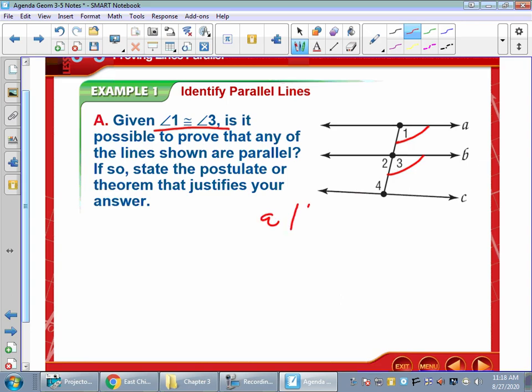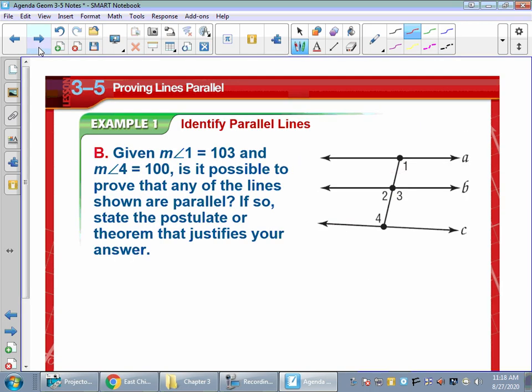I could say A is parallel to B, and my reason to prove it would be the postulate or theorem. So which one is that? That's the corresponding angles converse, is what I would say. Because those corresponding angles are congruent, then A and B, those lines are parallel. Okay? Let's look at number 2.